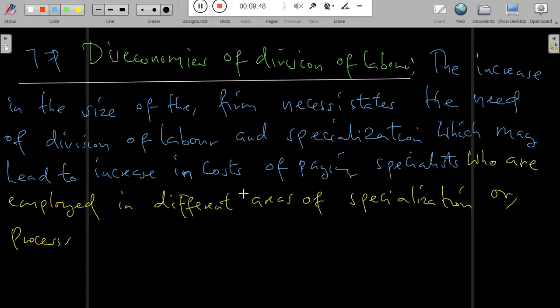Another diseconomy of scale is diseconomies of division of labor. The increase in size of the firm necessitates the need of division of labor and specialization, which leads to increase in the cost of paying specialists who are employed in different areas of specialization or processes.